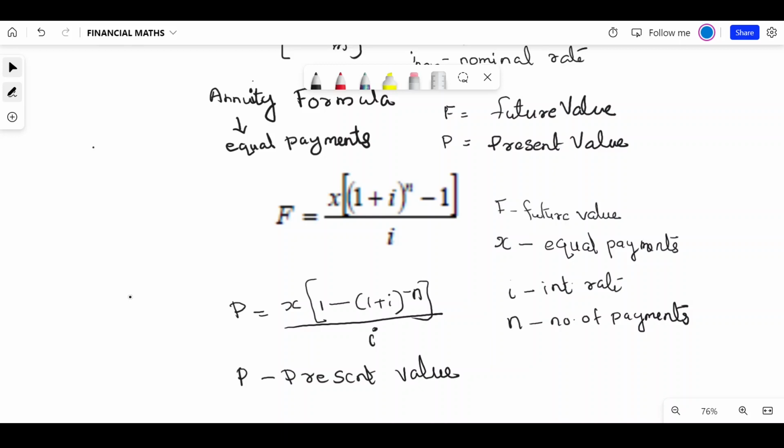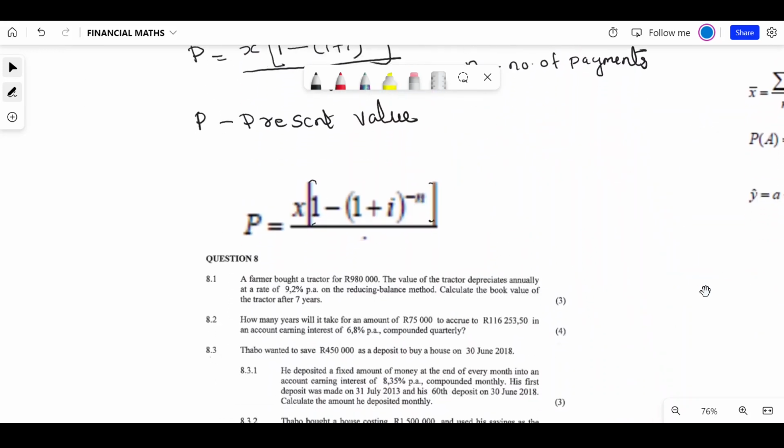So we use these two formulae only when there are equal payments. So the important point here is equal payments, where x is called the equal payment. Now we will know about these formulae in detail when we do problems. So let's go to problems now.